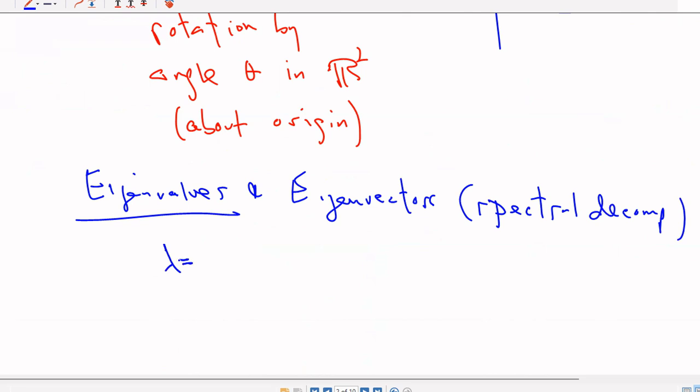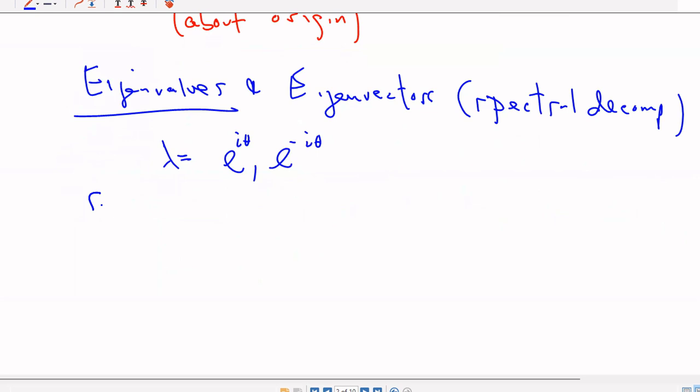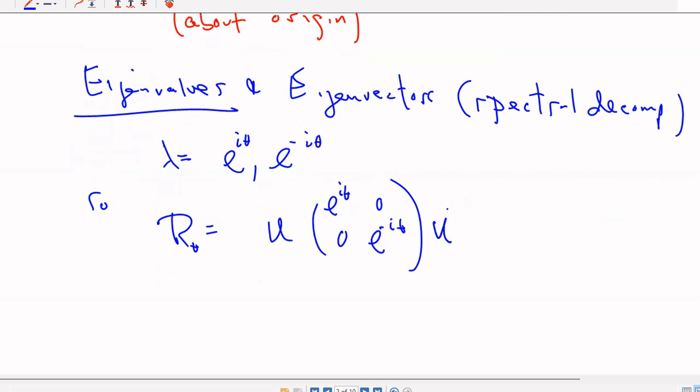Well, the eigenvalues are e to the i theta and e to the minus i theta, if you work that out. And so, by the spectral theorem, we should be able to write R theta equal to a unitary matrix times the diagonal matrix with e to the i theta, e to the minus i theta, 0, 0. And maybe I can ask: I can understand e to the i theta would be a rotation by theta. And so why would e to the minus i theta, that's a rotation in the opposite direction, but why would that be?